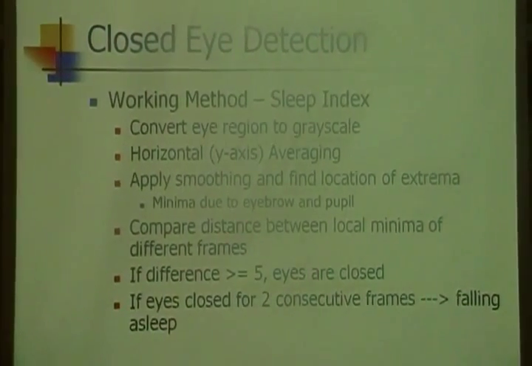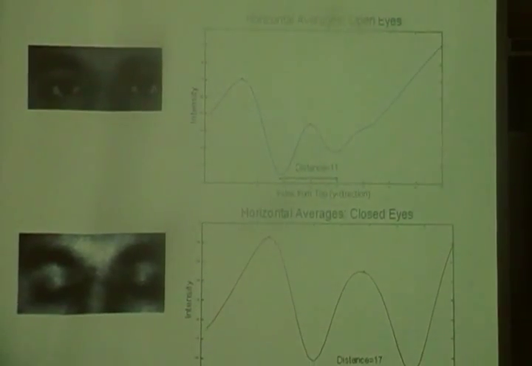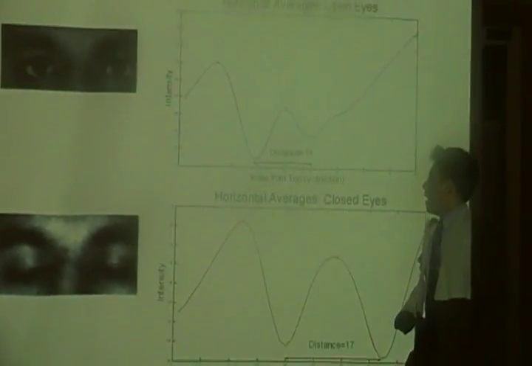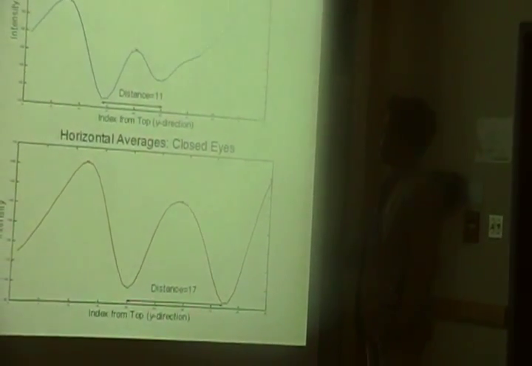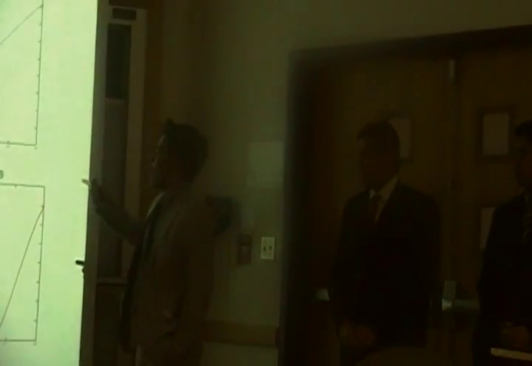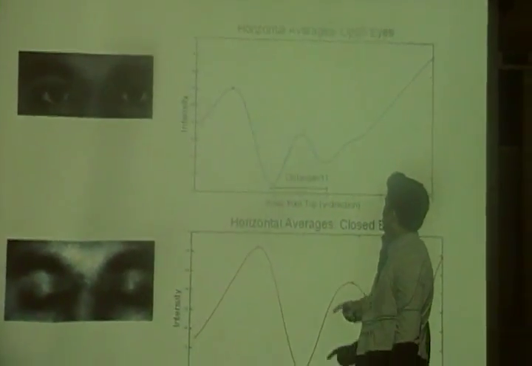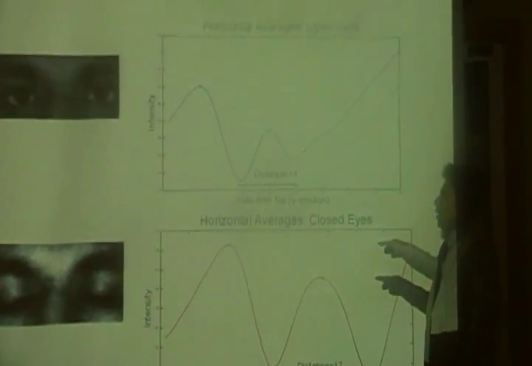And then what we spent a lot of time on was figuring out how you detect that your eyes are closed. The working method is what we call the sleep index method. Once you have that eye area image, we grayscale it, and in MATLAB, any grayscaled image is a 2-dimensional matrix with elements ranging from 0 to 200. Elements closer to 0 are a darker black color, closer to 200 are white. So what we do is we take the average of each of those rows and we plot it. Once you plot it, you get this graph right here. You get 2 maximums and 2 local minimums.